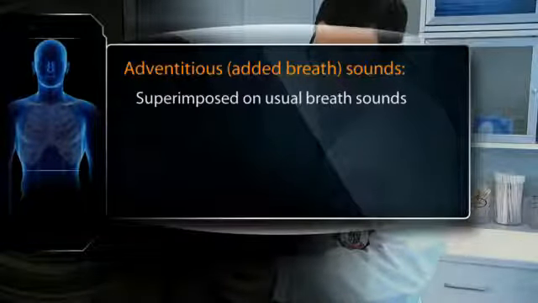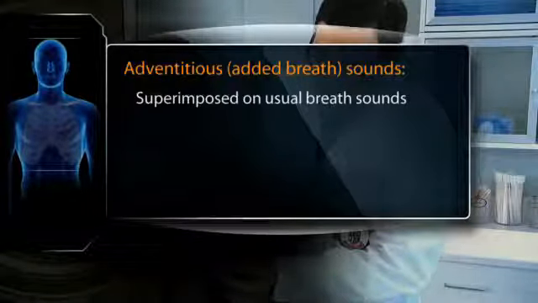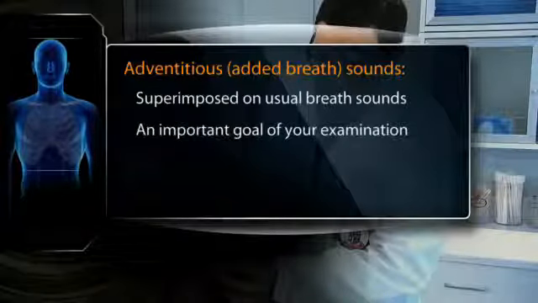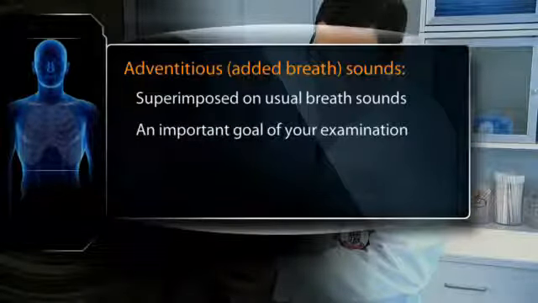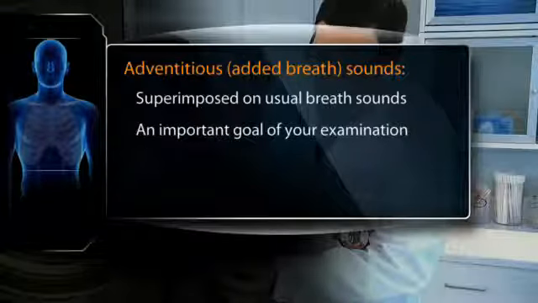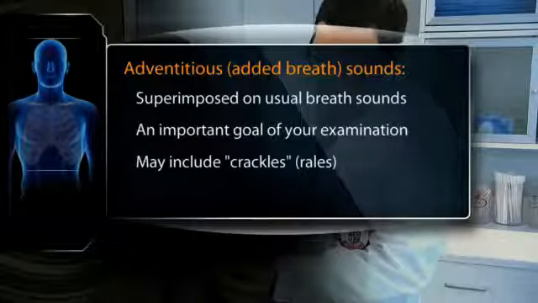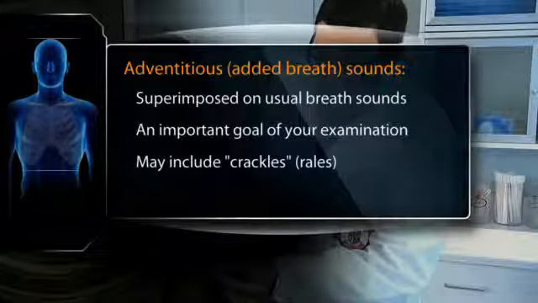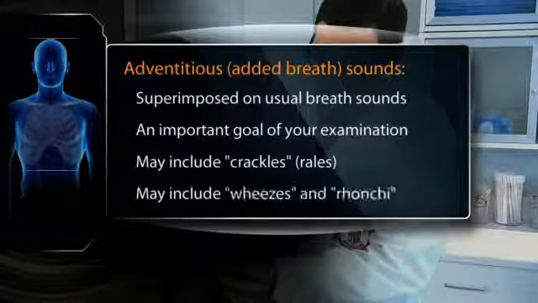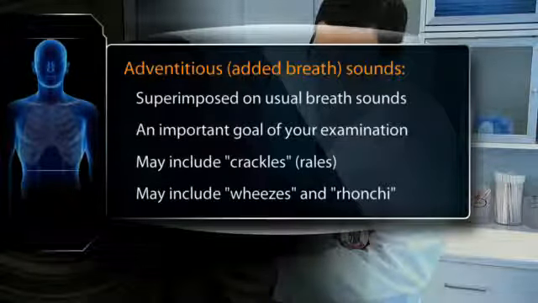Adventitious or added breath sounds are superimposed on the usual breath sounds. Detection of these sounds is an important goal of your examination, often leading to diagnosis of cardiac and pulmonary conditions. These sounds may include crackles, sometimes called rales, or wheezes and rhonchi.